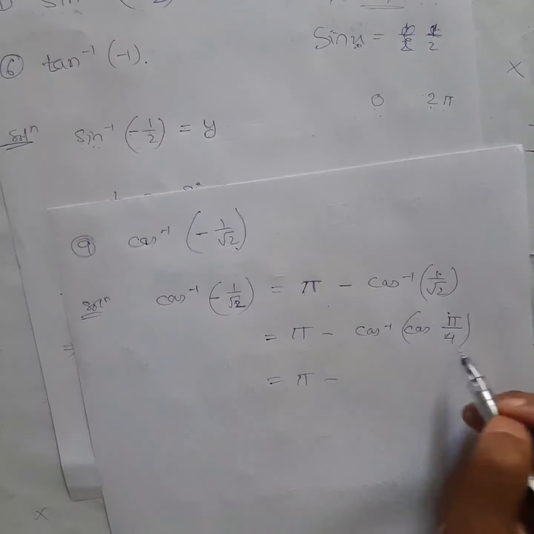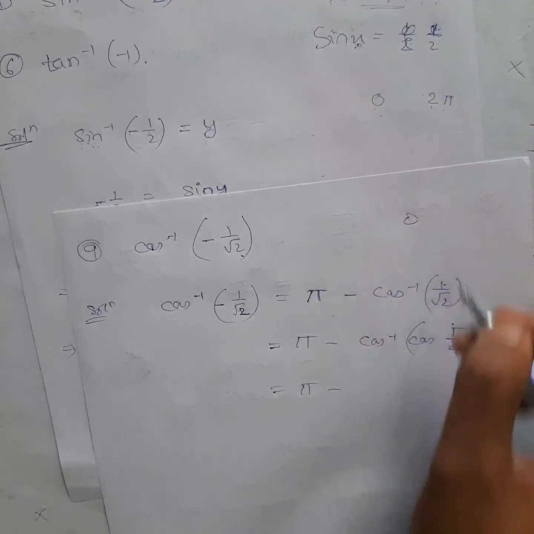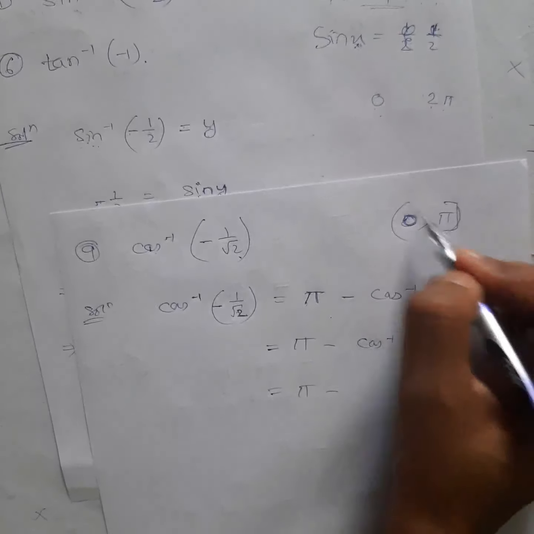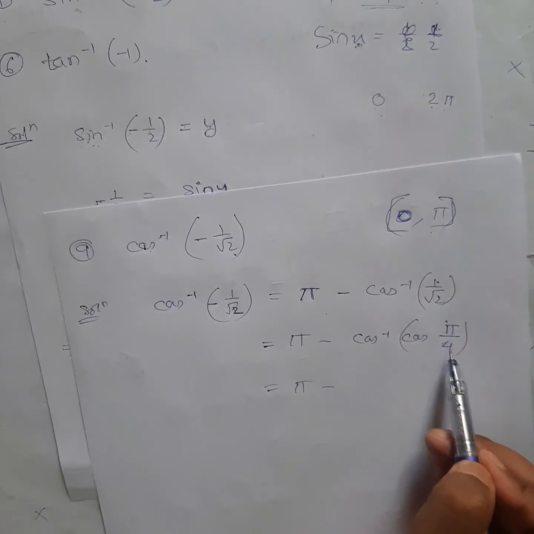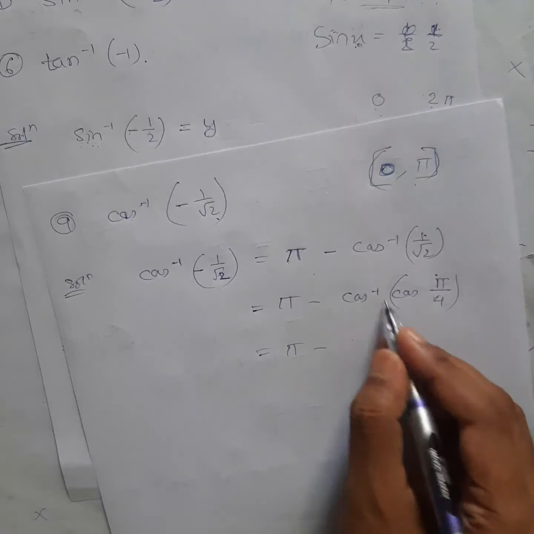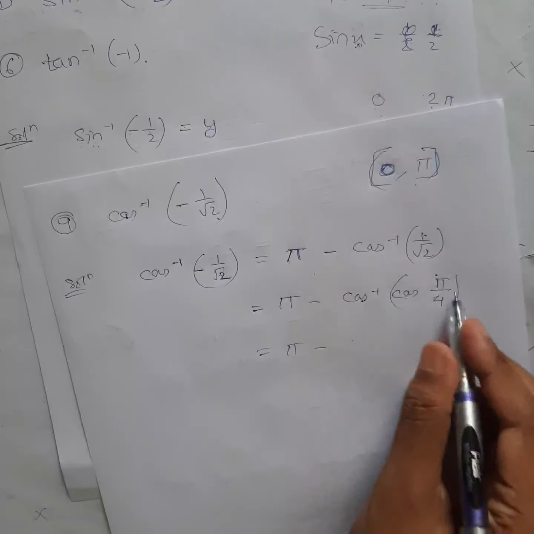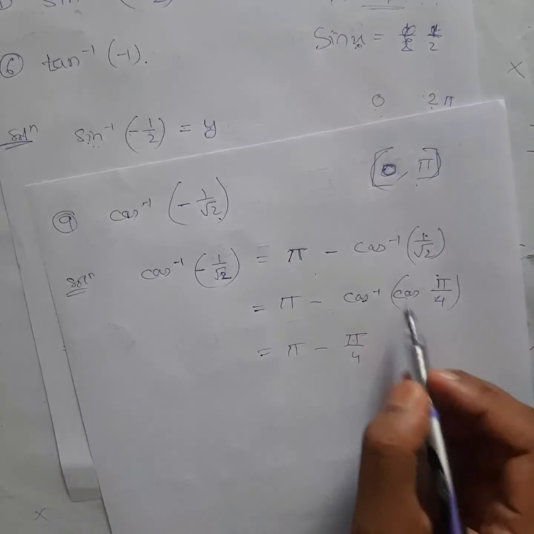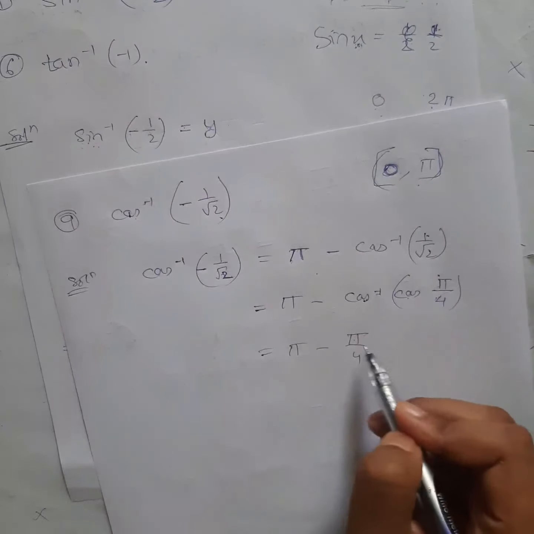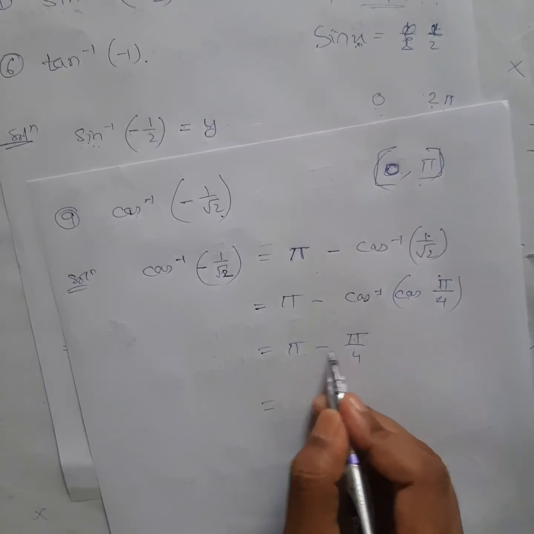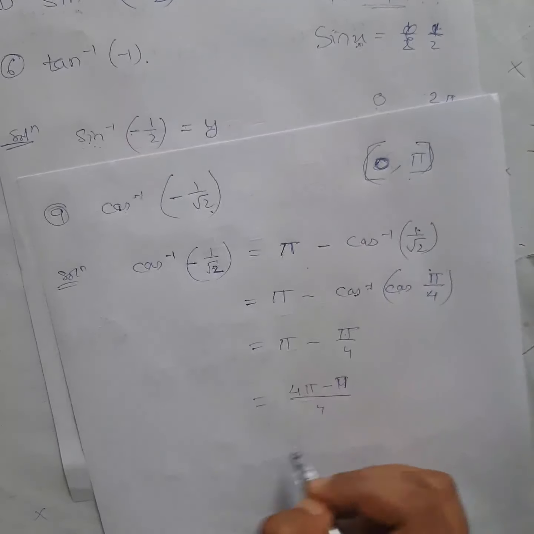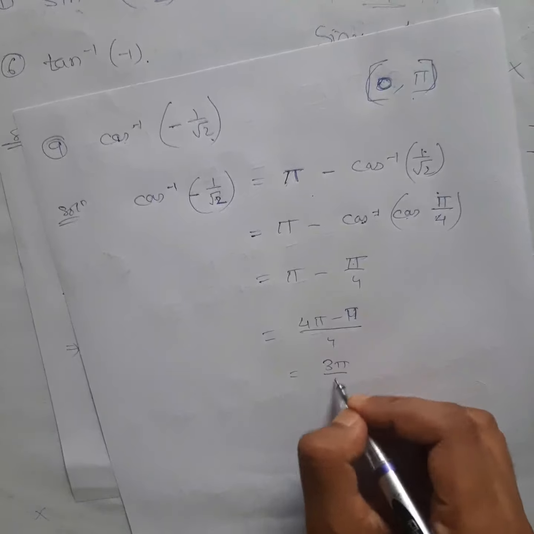which is equal to pi minus, now does pi by 4 lie within the range of cos inverse or not? Cos inverse, what is the range? 0 to pi, closed interval, right? Pi by 4 means 45 degrees. 45 degrees lies between 0 and 180, right? So this will be the inverse function of this one. That's why I can write pi by 4. This will give you identity. When the input is pi by 4, the output is also pi by 4. So pi minus pi by 4, which is equal to 3 pi by 4. That's it.